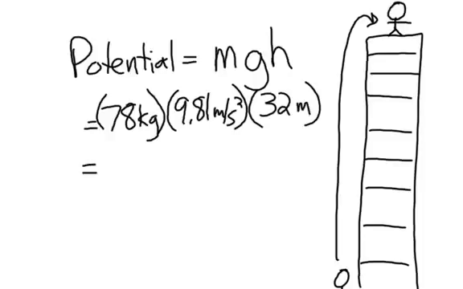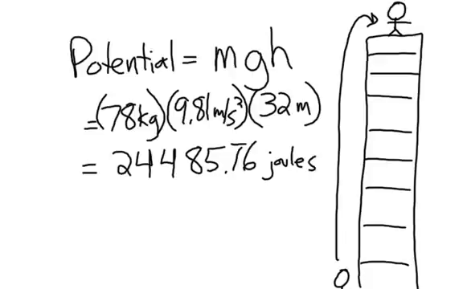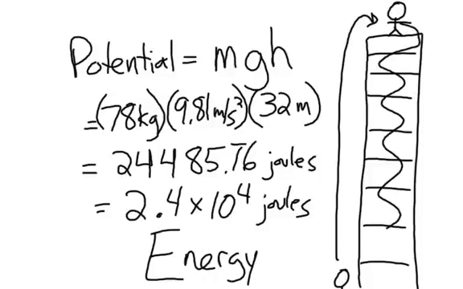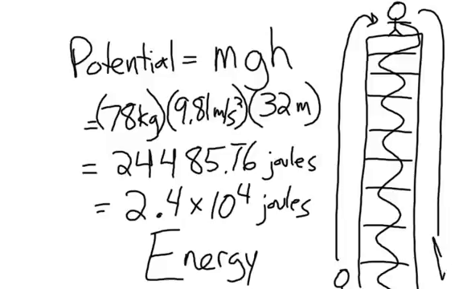If we simply multiply those all together, we get 24,485.76 joules, and if we do significant digits, that's 2.4 times 10 to the fourth joules of energy that my body has at the top of a building. As long as I stay at the top of that building, I can use that on the way down. I don't want to jump off the top because I don't think I'd be able to make it.